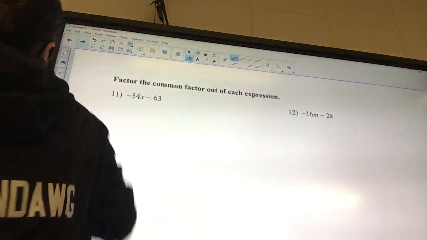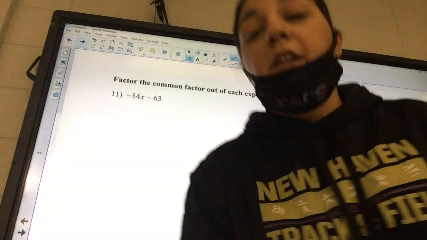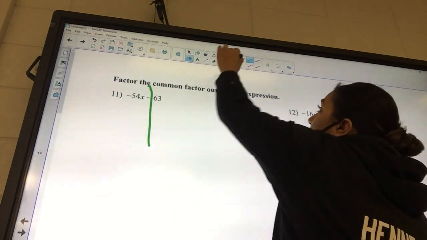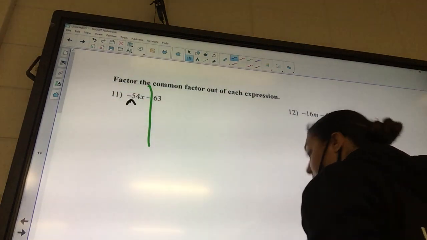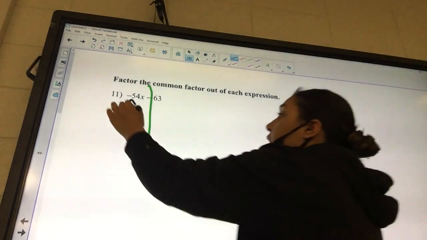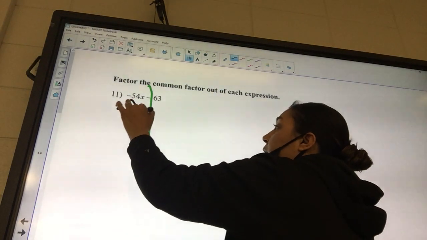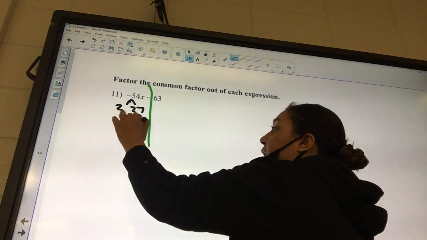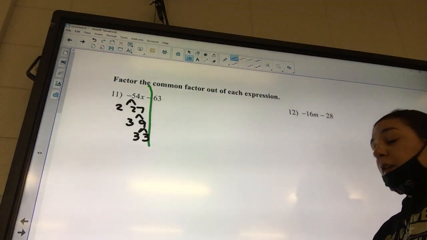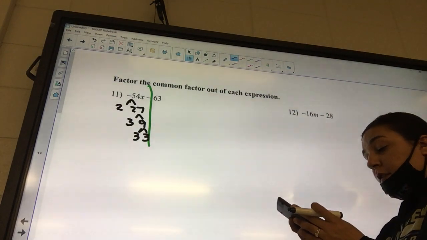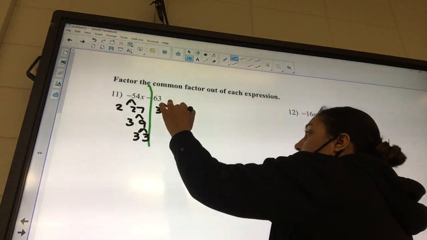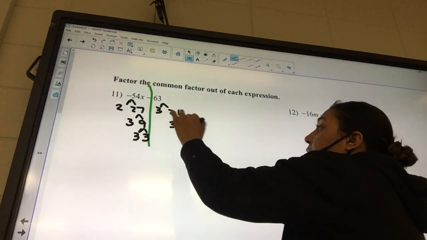Okay, the next section on here is the GCF, okay? So these are the ones where you need to draw the little line down and make your factor tree. So factors of 54. So we say 54 divided by 2. So I got 2 and 27. And 3 and 9. 3 and 3. Okay, for the 63, I got 3 and 21, 3 and 7.